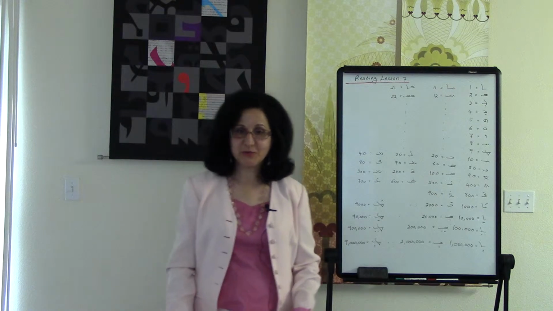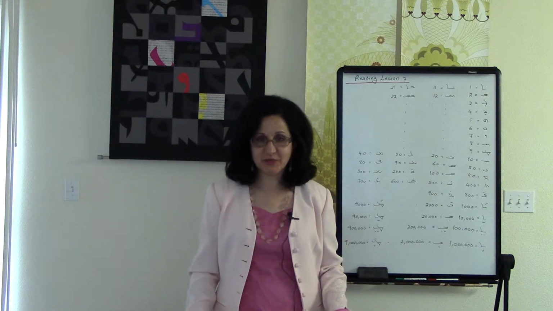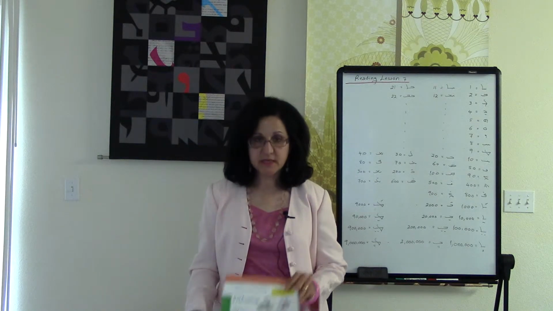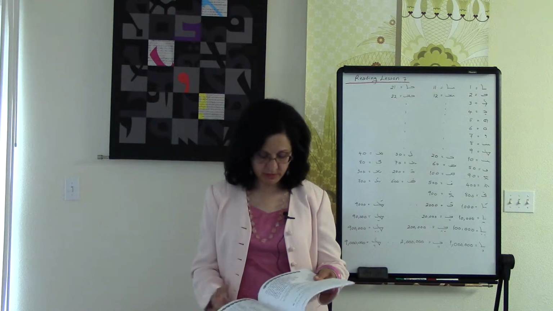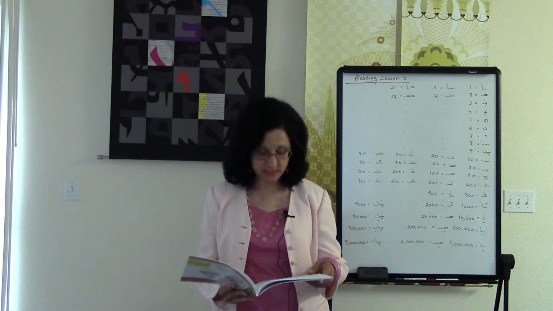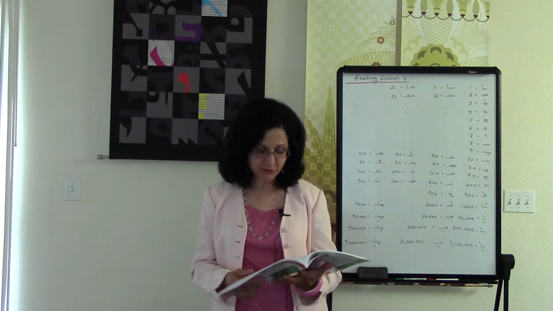Hello and welcome to the seventh and last reading lesson. In this lesson we will go through the appendices, but first of all I will read the exercises of lesson 6 starting on page 46, and as usual I will read from right to left across.